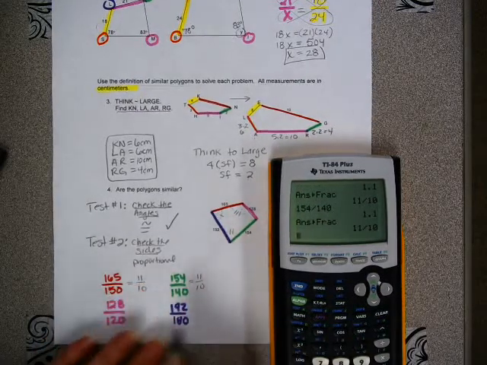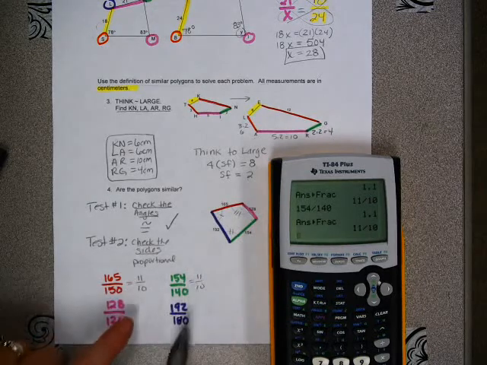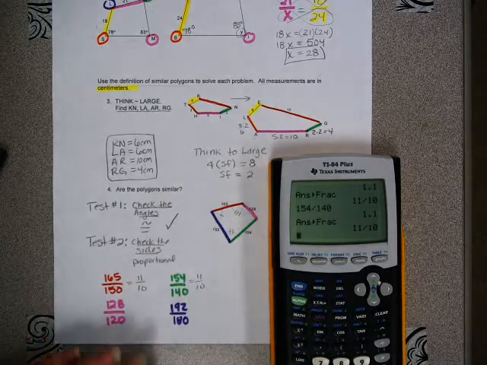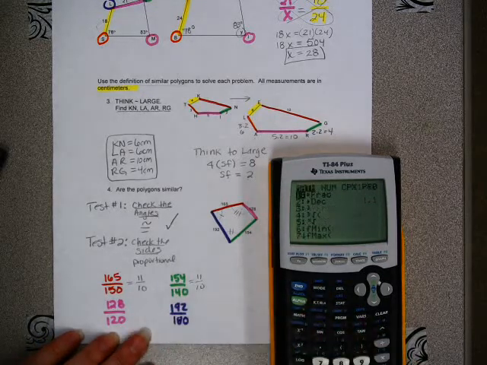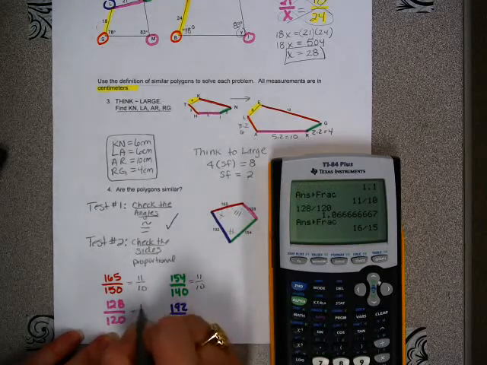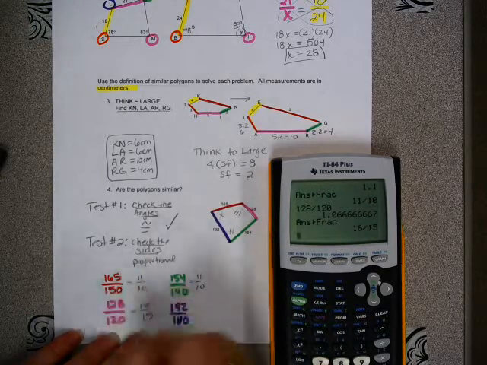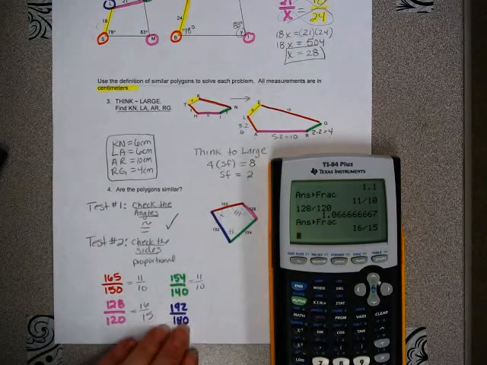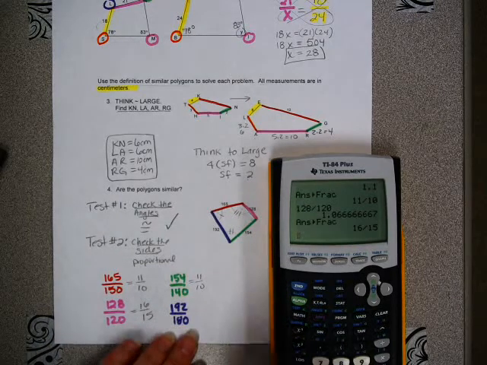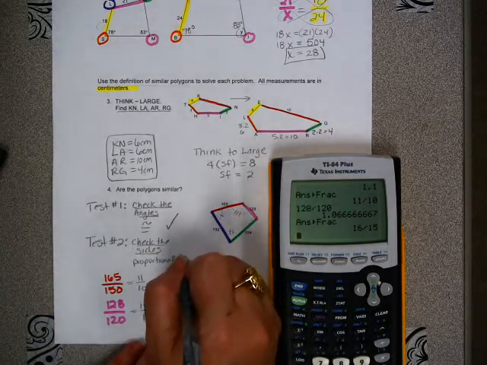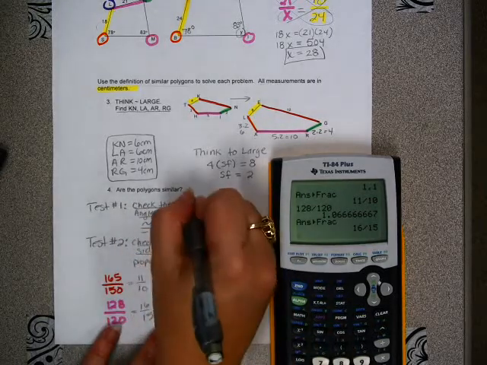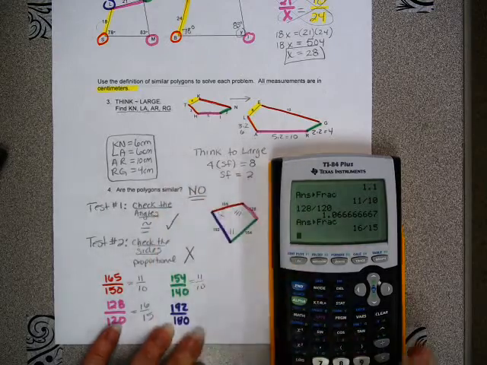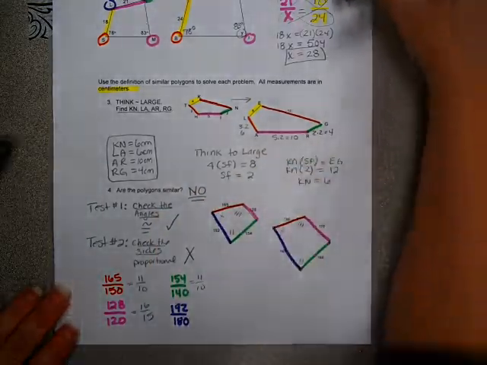Now remember, if sides are proportional, that means all of these ratios have to be exactly the same. 128 divided by 120, math enter, that's going to be 16 over 15. So it fails the test right here. And you don't even have to do this one. So this one is no. So are these polygons similar? The answer is no, they are not.